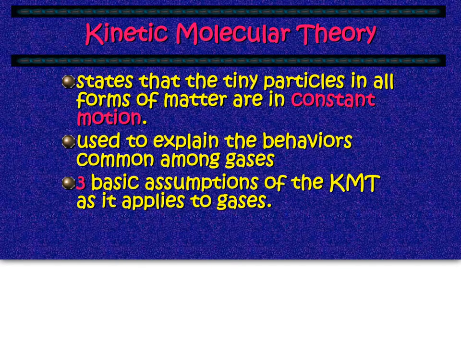This theory is used to explain the behaviors amongst most gases. So almost all gases are going to react the same way. And we have three basic assumptions of the kinetic molecular theory as it applies to gases. These assumptions are things that we assume will always happen no matter what gas we're talking about, whether we're talking about oxygen or helium or neon or hydrogen, any of those types of gases.